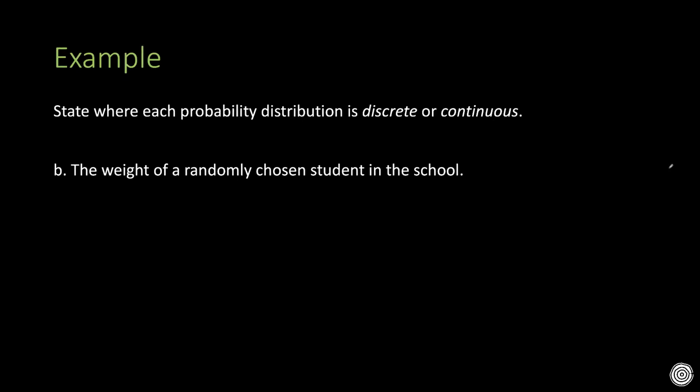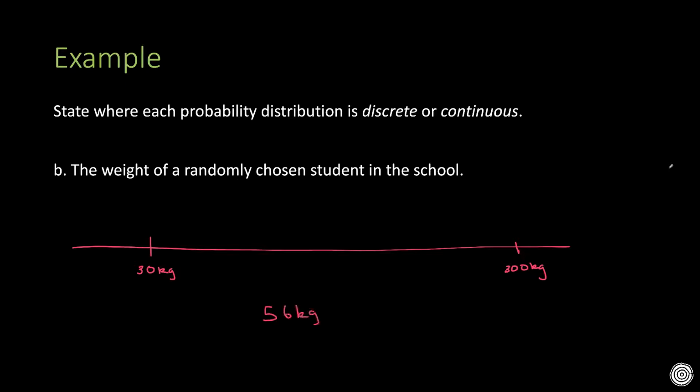All right, for question B, the weight of a randomly chosen student in the school. Well, let's just say the range of weights at a school is anywhere between 30 to 300 kilograms, whatever. Let's say in between that range, somebody weighs 56 kilos. But do they really weigh 56 kilos exactly? What if they weighed 56.11498 kilos? I'm not entirely sure.